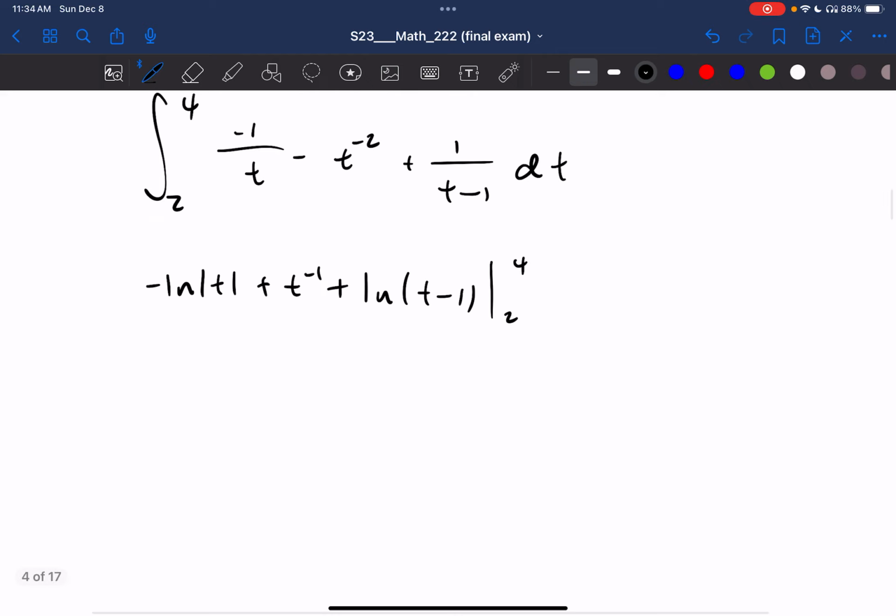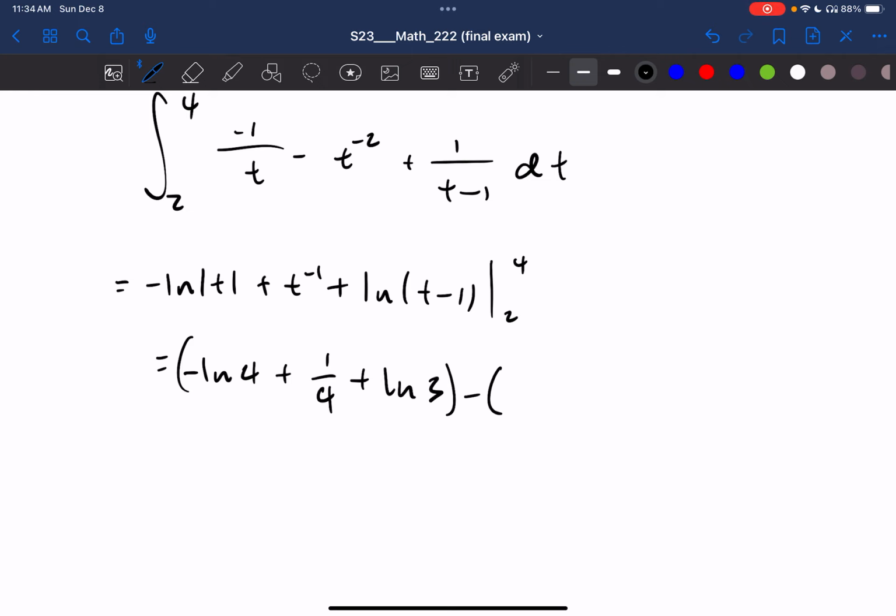from 2 to 4. This is going to be equal to negative ln 4 plus, what is this? It's 1 over t, so it's going to be 1 over 4 plus ln of 3. This minus a negative ln 2 plus 1 over 2 plus ln of 1, which is 0, but we don't care about that. And that should be our answer.